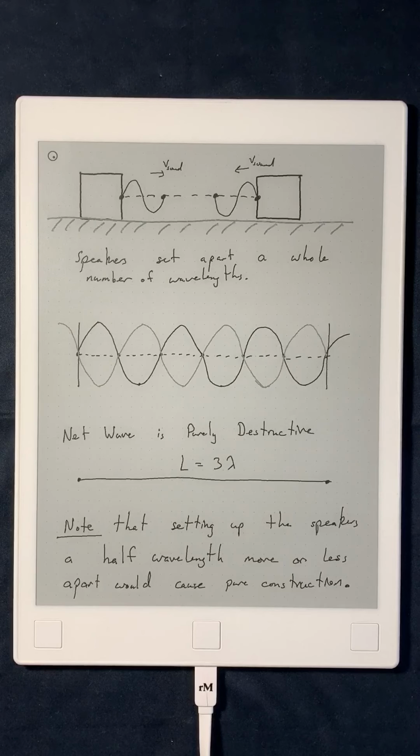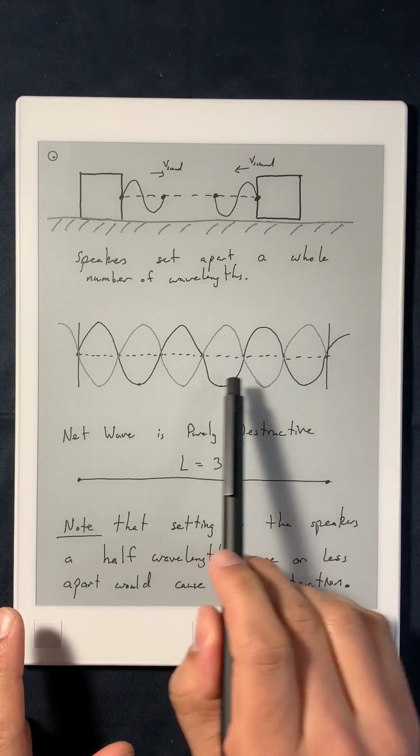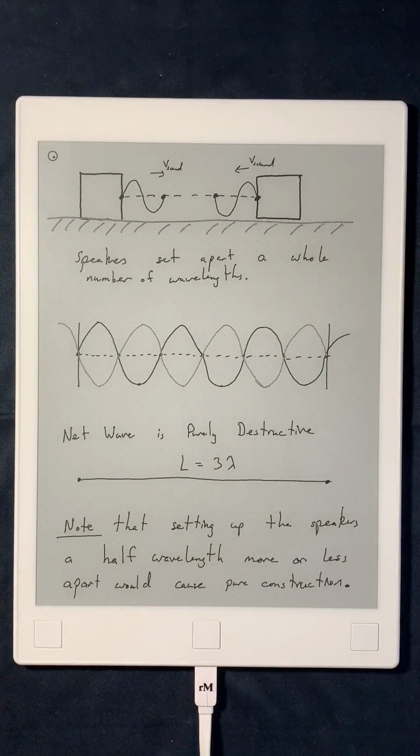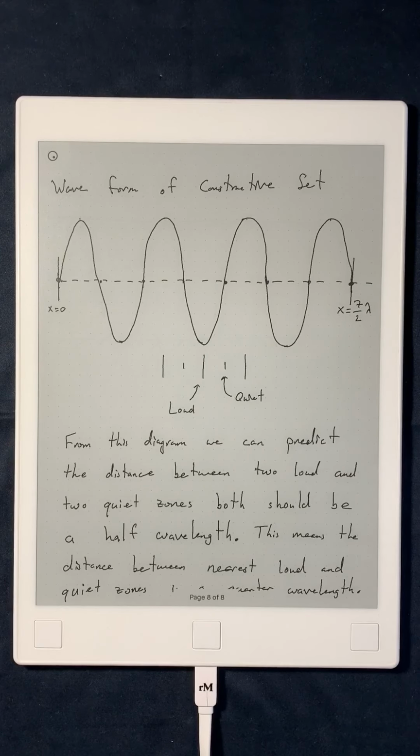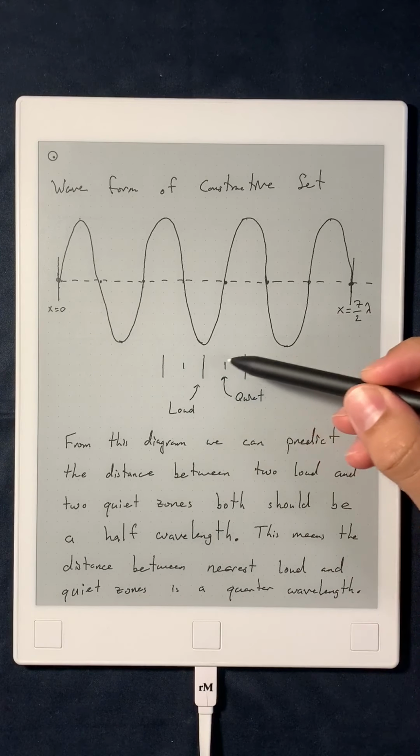If you did a quarter, if you did anything other than a half, or so many halves, you would get some sort of weird in between, right? So if you go exactly a half either direction, you'll get a pure constructive interference pattern. And the thing to note then, right, is that you see this sort of doubling effect. You see some loud and some quiet zones.